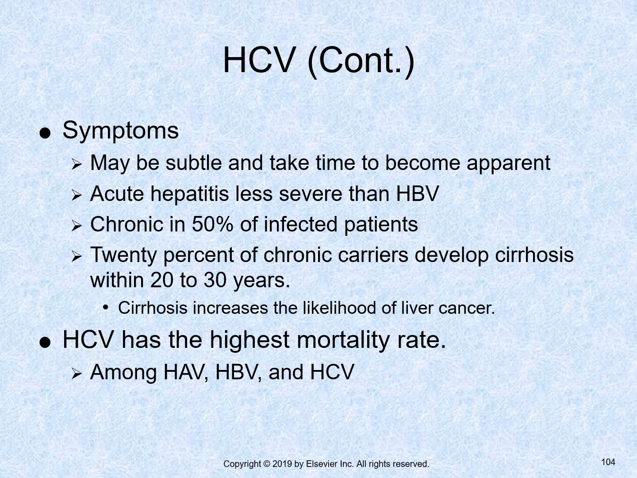Symptoms of hepatitis C virus may be subtle and take time to become apparent. Acute hepatitis occurs but is less severe than that with hepatitis B virus infection. Chronic carriers can occur in 50% of patients infected with hepatitis C. 20% of chronic carriers develop cirrhosis within 20 to 30 years, and cirrhosis then increases the likelihood of liver cancer. Hepatitis C virus has the highest mortality rate among hepatitis A, B, and C.